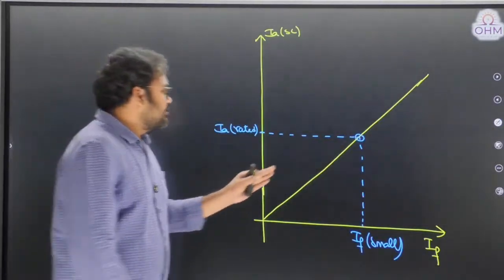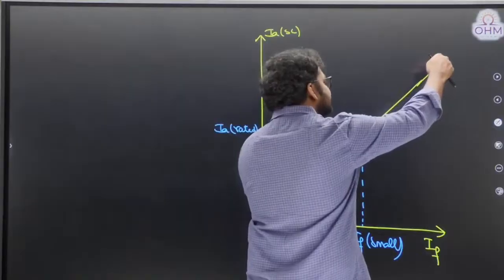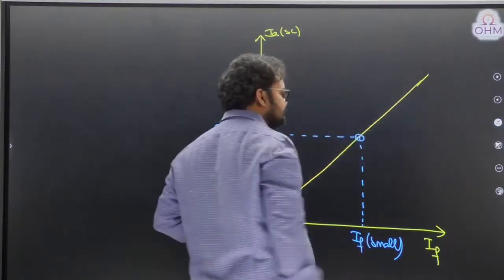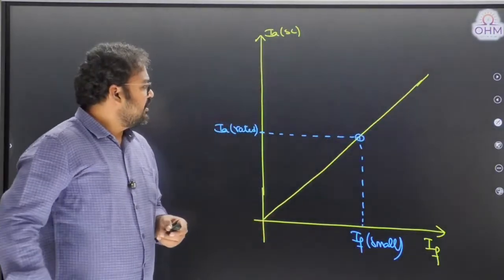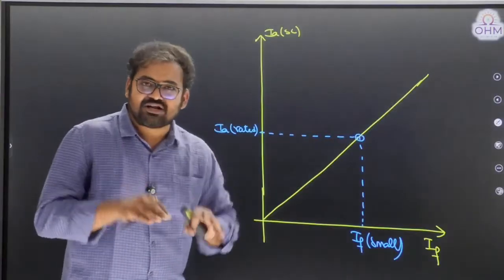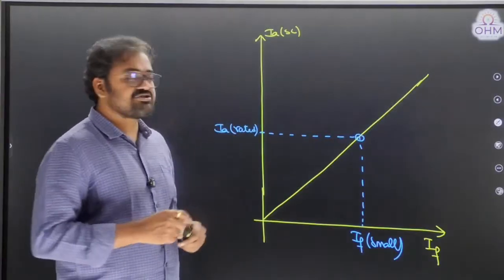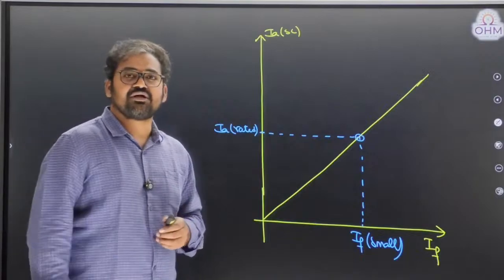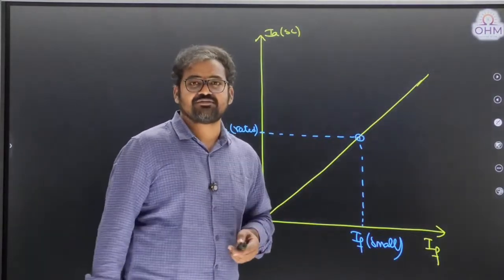Got it? And you don't do the experiment till the end of this curve, guys. You can just extend the line. Could you try to understand why there is no saturation effect in short circuit characteristics? Why is there no saturation effect?